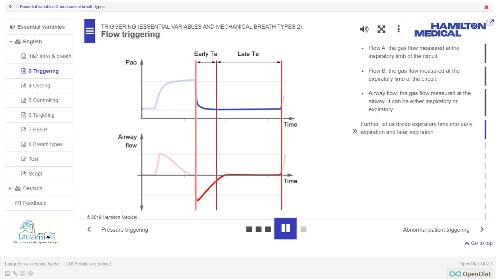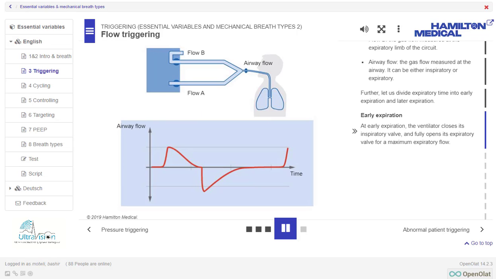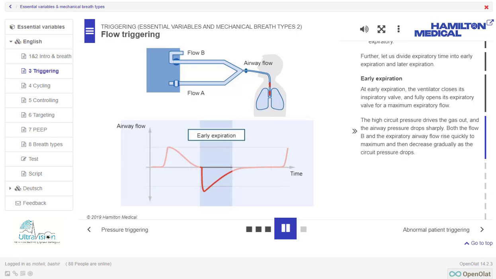Further, let us divide expiratory time into early expiration and later expiration. Early expiration. At early expiration, the ventilator closes its inspiratory valve and fully opens its expiratory valve for a maximum expiratory flow. The high circuit pressure drives the gas out, and the airway pressure drops sharply. Both the flow B and the expiratory airway flow rise quickly to maximum and then decrease gradually as the circuit pressure drops.